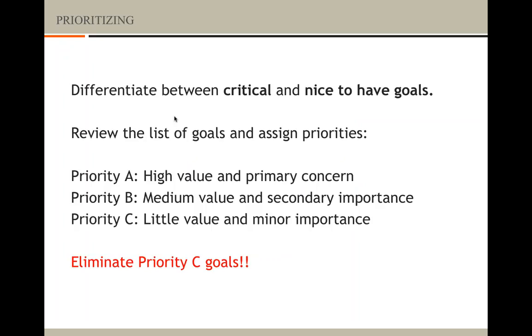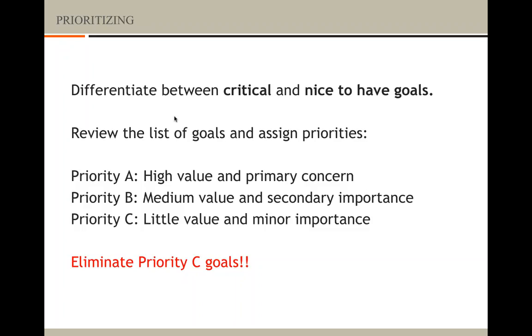One of the important methods you can use is to define your goals at the priority level, classifying them into three different buckets: priority A goals, priority B goals, and priority C goals. So what are priority A goals? They are the goals which have a very high value and are of primary concern to you. Priority B goals have a medium value and are of secondary importance. Not so important, but some level of importance is still there. Priority C goals are of very little value and are very minor goals.